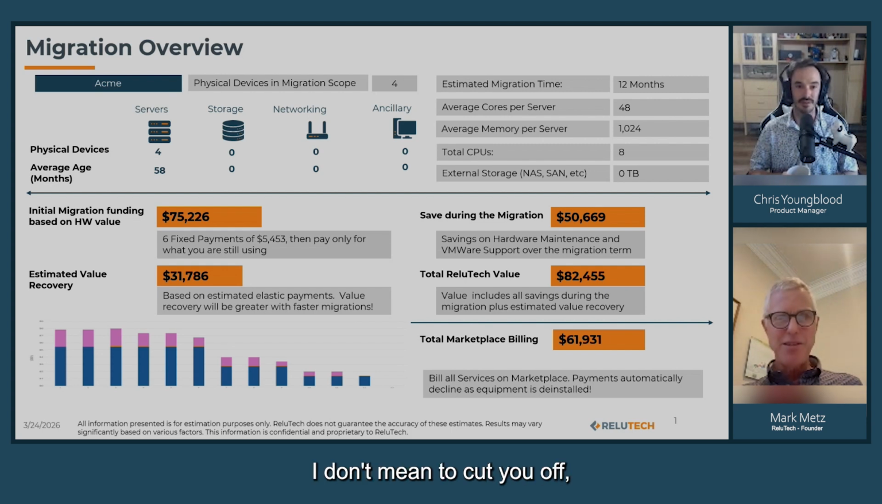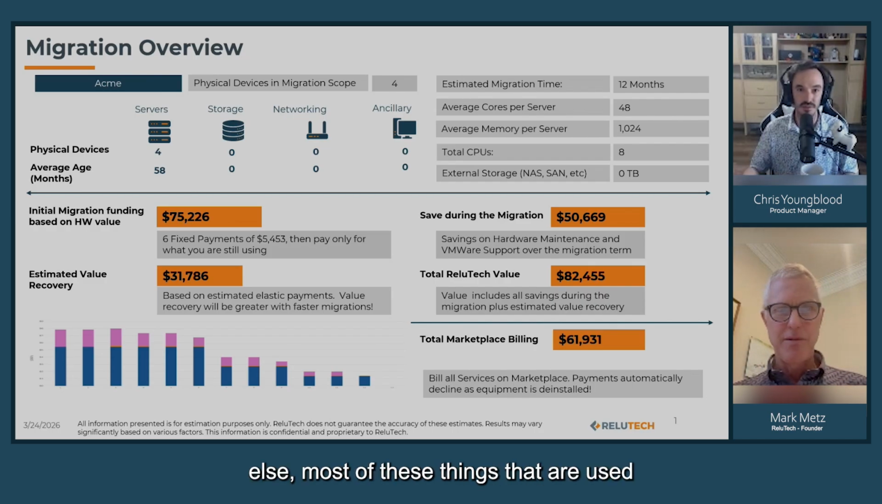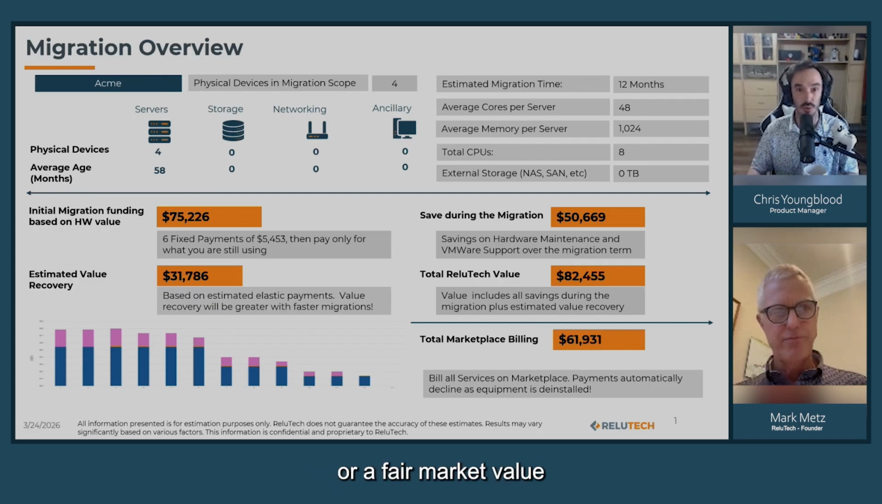So for anyone out there who thinks about almost any asset they could buy, be it a car or anything else, most of these things that are used for some productive purpose depreciate, whether it be on the books or in fair market value for what you could sell it for. It goes down every year, and that's almost everything.